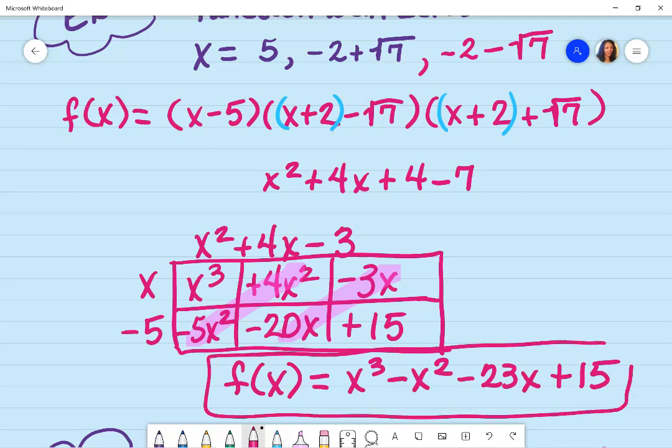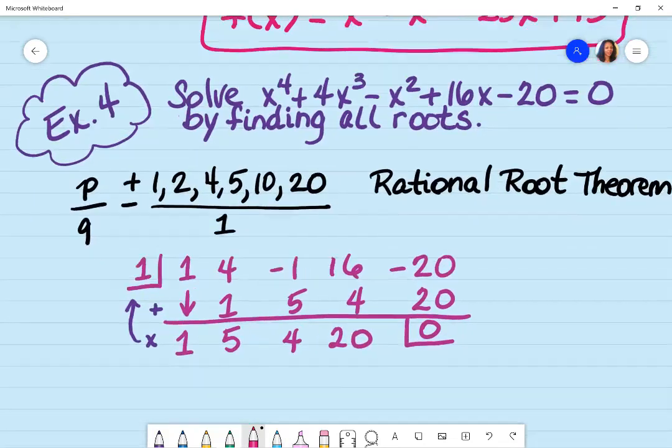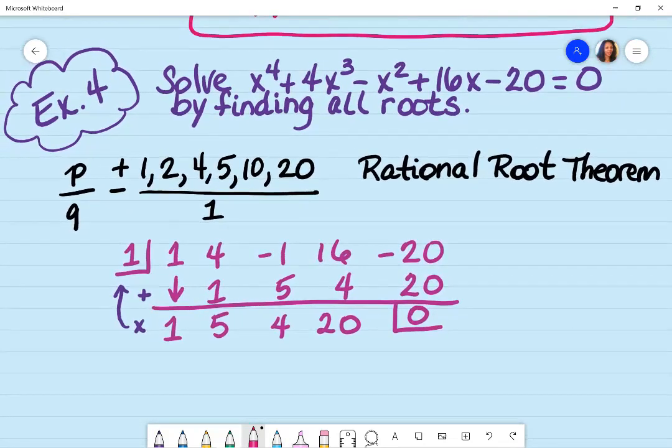And then my last example is asking you to solve x to the fourth plus 4x cubed minus x squared plus 16x minus 20 equals 0 by finding all the roots. So what you could do is use the rational root theorem, which simply tells you that you're going to take your p, which is your constant, and divide it by q, which is your leading coefficient. In this case, that is 1.